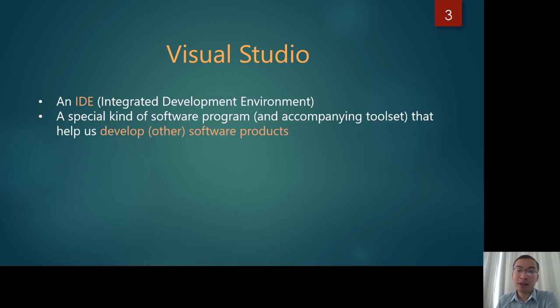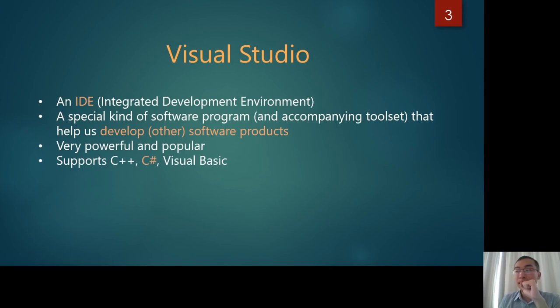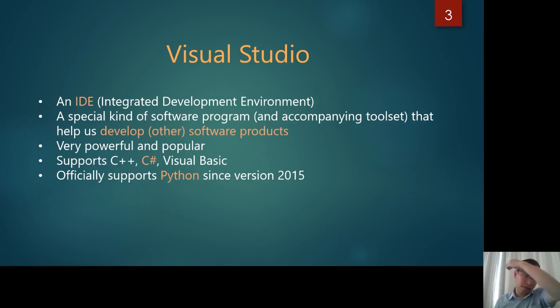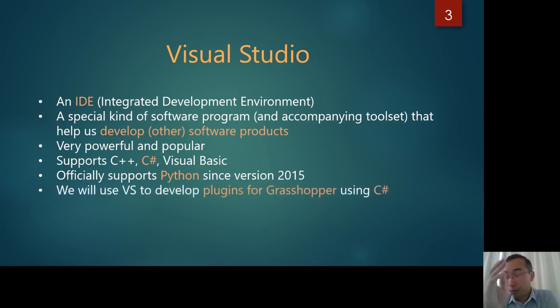Visual Studio itself is software, obviously, but the reason it exists is that people use it to develop other software. Not just Grasshopper plugins, but many other kinds of software. It supports many languages, not just C#, but C++ and Visual Basic. Since 2015, it also officially supports both the standard version of Python, CPython, and IronPython. If you download plugins or extensions for Visual Studio, you can have support for many other languages as well. We will be using Visual Studio as a platform or tool to write C# code that will be compiled to plugins for Grasshopper.